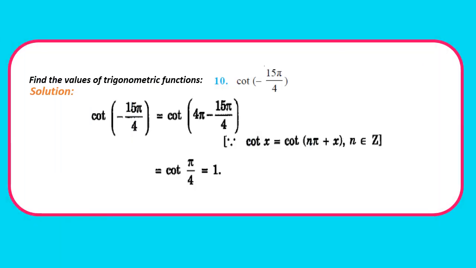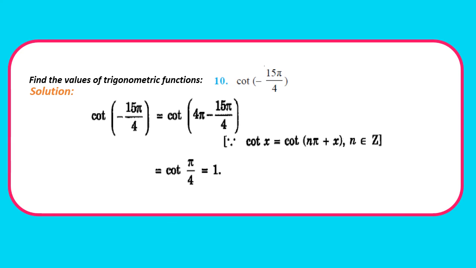Next we have question number 10. Find the value of the trigonometric function cot of minus 15 pi by 4. Now cot of minus 15 pi by 4 can be written as cot of 4 pi minus 15 pi by 4, because we know that cot x will be equal to cot of n pi plus x, where we have learned that if the angle is a multiple of pi, then the ratio does not change. So cot of n pi plus x will be equal to what? Cot x. But here in place of x we have minus 15 pi by 4.